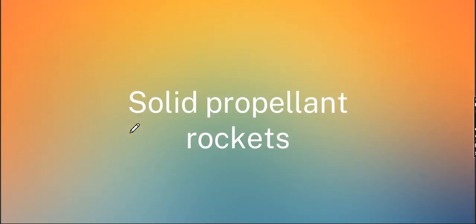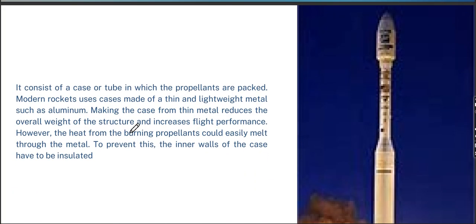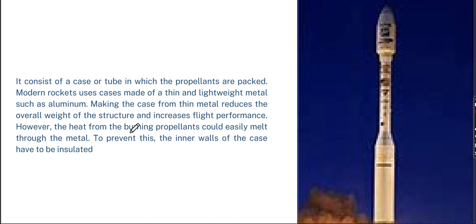Solid propulsion rockets consist of a case or tube in which the propellants are packed. Modern rockets use cases made of a thin, lightweight material such as aluminum. Making the case from thin metal reduces the overall weight of the structure and thereby increases flight performance. However, the heat from the burning propellant could easily melt through the material. To prevent this, the inner wall of the case has to be insulated.